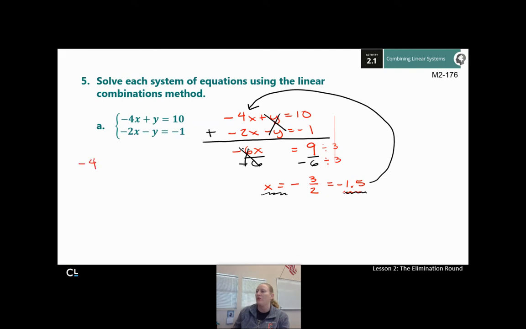So I have negative 4 times, and I'm trying to use different colors to make it easier to see what I'm doing, negative 1.5. And we still have plus y, and it still equals 10. And my colors are going all crazy now. Sorry about that. I thought I had it all down. I don't. If you multiply these together, negative 4 times a negative 1.5 gives us a positive 6. You're welcome to use a calculator. I won't judge you for it.